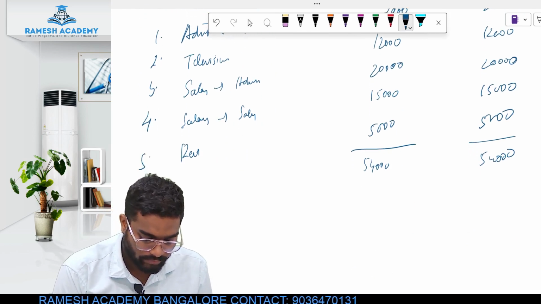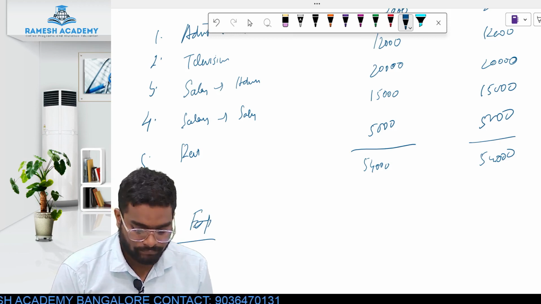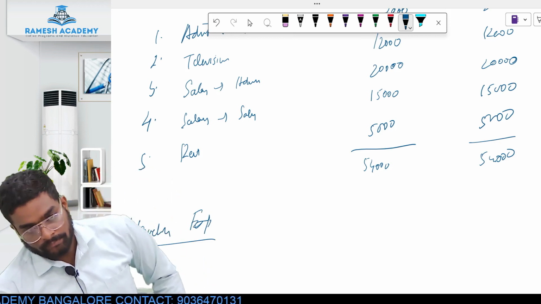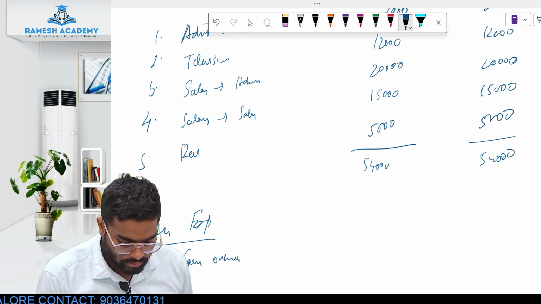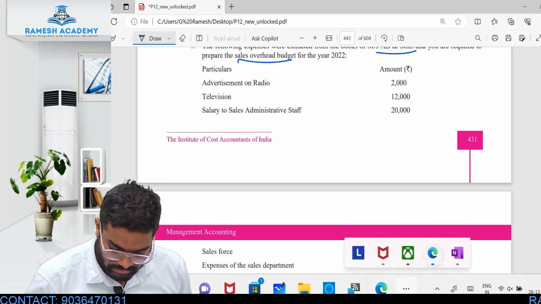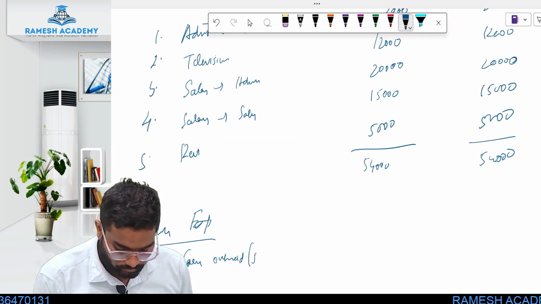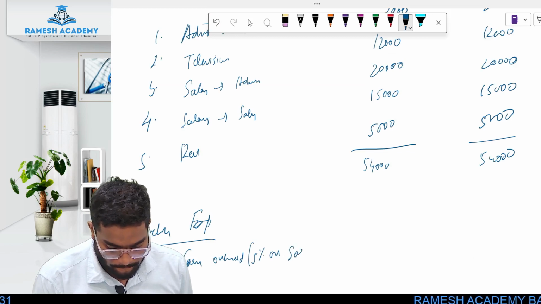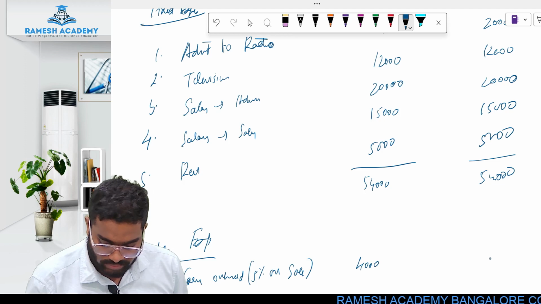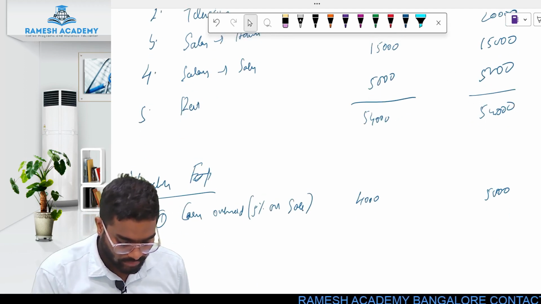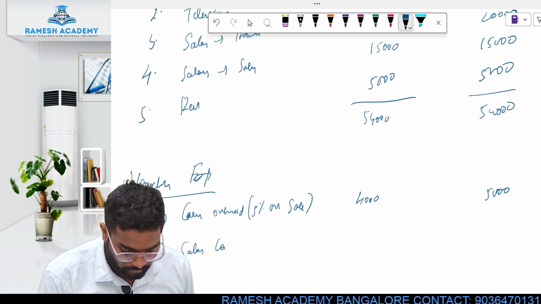Now we will come to variable. So first variable expense is which one? Carriage outward. How much is it? 5%, I guess. 5% on sales. So 5% on 80,000 is 4. 5% on 1 lakh is 5. Next we have sales commission and agent commission.